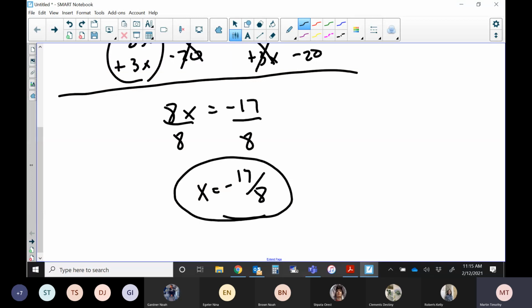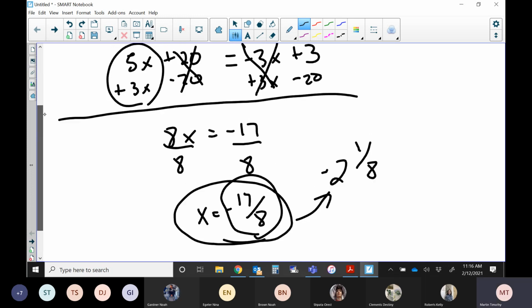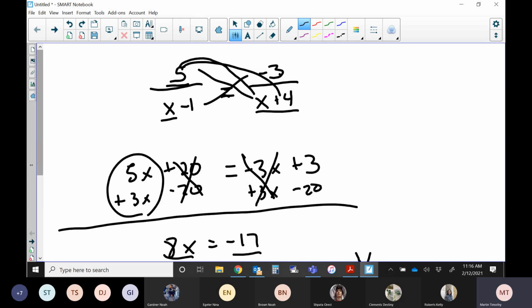That could be your answer. Technically, you have negative 2 and 1/8 as an answer as well if they took this and turned it from an improper fraction to a mixed number. Questions on number 4?